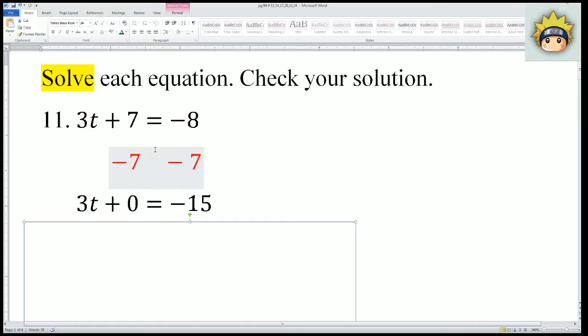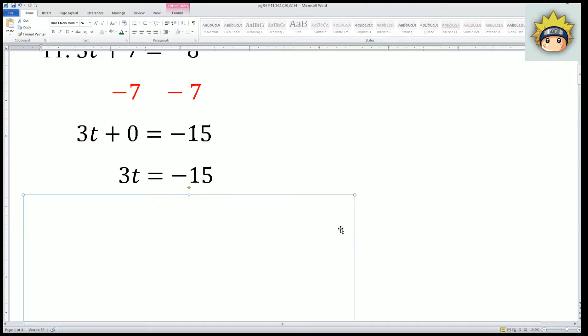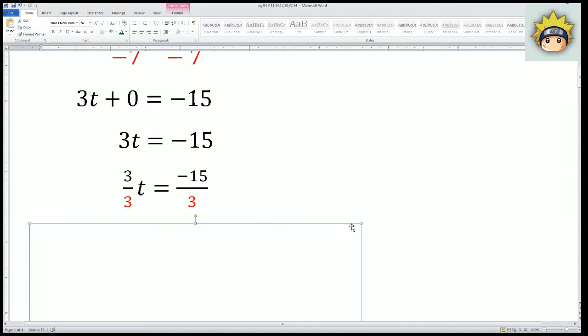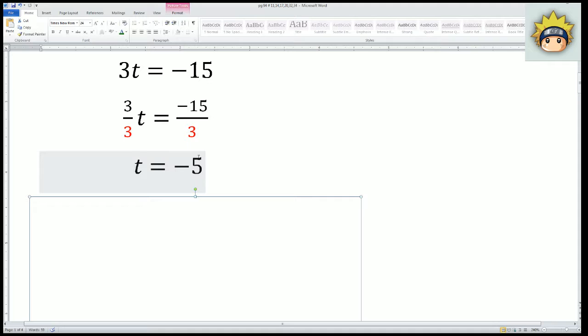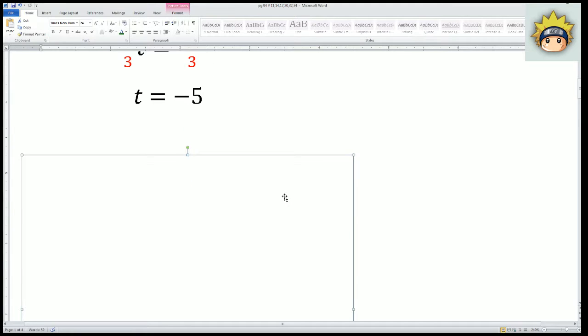Everything should follow this format of just going straight down. We don't ever write the plus 0, so I rewrote it as just 3t = -15. The 3 is still attached to the t by multiplication, so to get rid of the multiply by 3, I have to divide by 3. I do that to both sides. The left hand side gets me back a t. On the right hand side, negative 15 divided by 3 is negative 5. That finishes that solution.